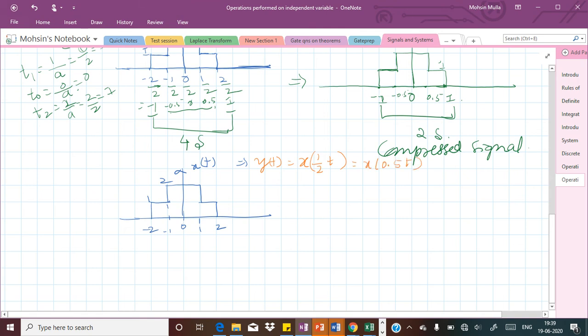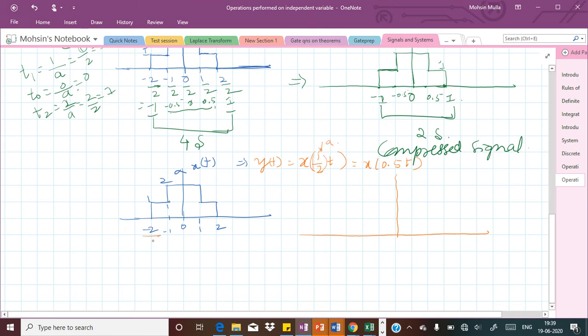So what should happen? Obviously the signal is going to get slower. The speed of the signal will reduce. That means the signal will be taking more time, so it will get expanded over a period of time. Now let us try to draw that new signal. To draw the new signal, you simply need to divide each term by that factor a. So this is now your new factor a.